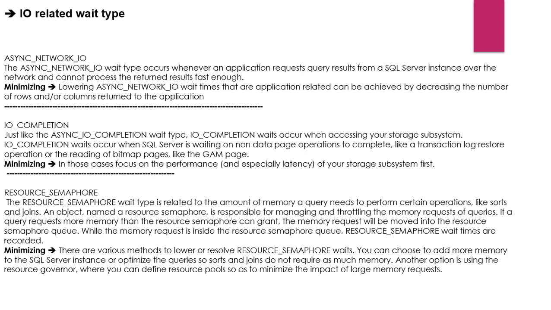Let's proceed with IO completion. Just like async IO completion, the IO completion wait type occurs when accessing our storage subsystem. IO completion waits occur when SQL Server is waiting on a non-data page operation to complete, like a transaction log restore operation or reading a bitmap page like the GAM page. Whenever a query goes into rollback, for example by killing that query, the IO completion wait type will also be created.